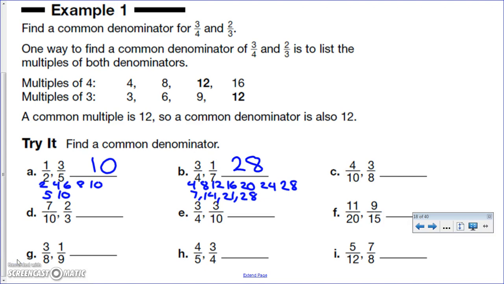For C, we have 4/10 and 3/8. So again, we're going to write out the multiples till we hit a common denominator. And 40 is the first common multiple, so it's going to be our common denominator.